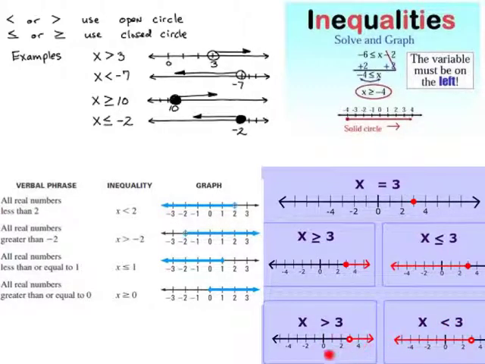And if it's less than, it's going left on the number line. And then here we've got some verbal phrases, all real numbers less than 2. That's the inequality. x stands for all real numbers less than 2, and this is how we would graph it, and so forth. You can take some time to look at that if you want to.